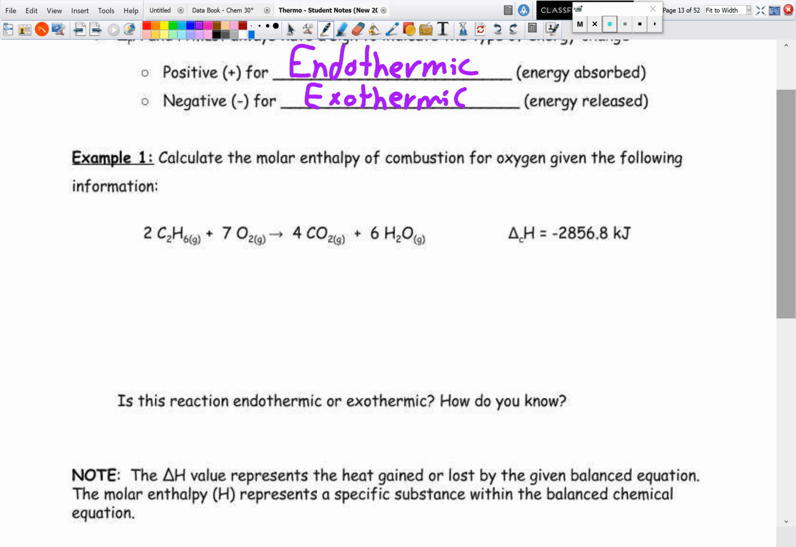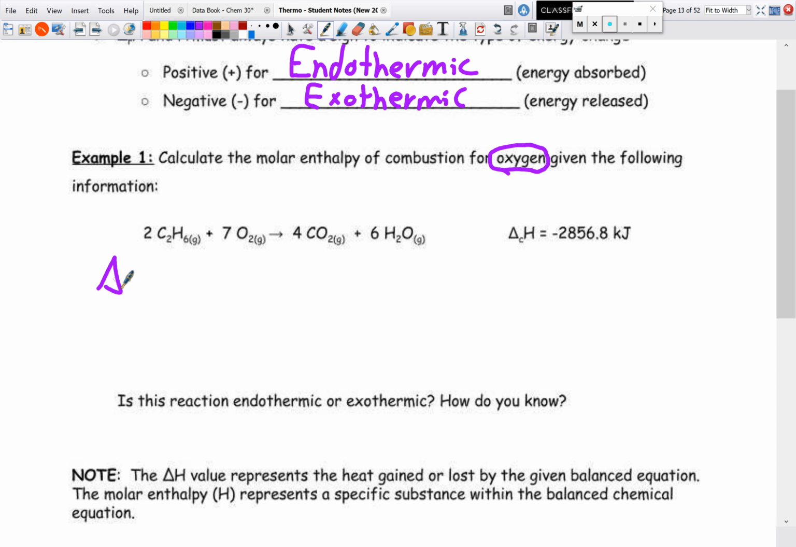As I said, this is what we can do to use the coefficients. It says calculate the molar enthalpy of combustion for oxygen given the following information, and we have our balanced chemical equation. Now, we see delta H is equal to negative 2,856.8 kilojoules. So we know this is a change in enthalpy. But this number right here is for if 2 moles of ethane gas reacts with 7 moles of oxygen, producing 4 moles of carbon dioxide and 6 moles of water. This number is for the correct ratio for the balanced chemical equation.